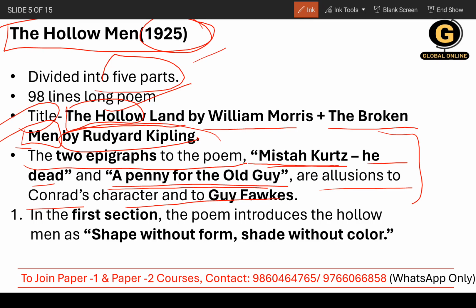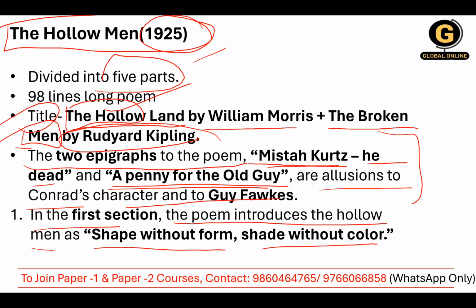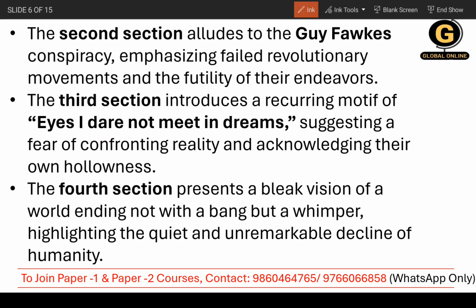Now, it has 5 parts, I told you. So, in the first section, the poem introduces the Hollow Man as shape without form, shape without color. Like there is a shape but without form. There is a shape but without color. So in the first section that happened. Now the second section alludes to the Guy Fawkes conspiracy, emphasizing failed revolutionary movements and the futility of their endeavors. So it's all about Guy Fawkes. The allusion has been used here, and that also emphasizes failed revolutionary movements and the futility of their endeavors.